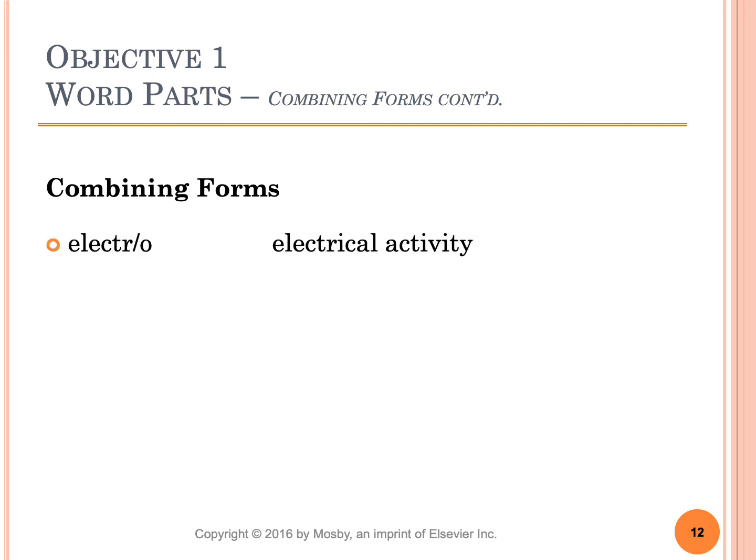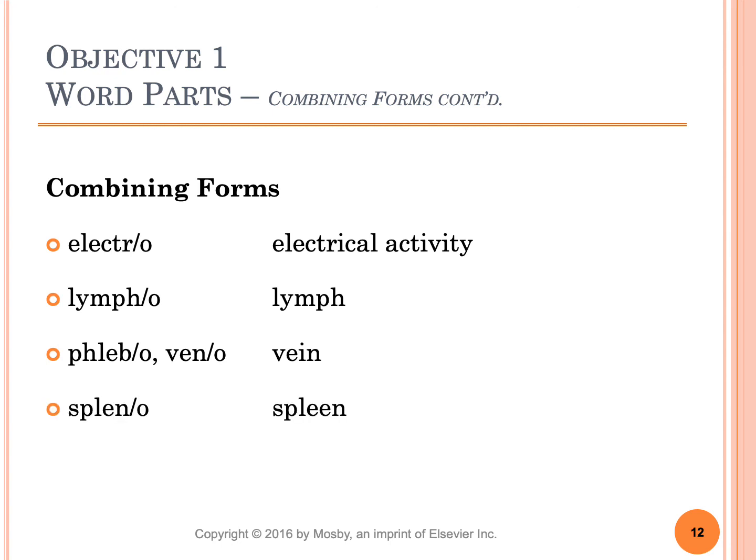Other combining forms include electro, which means electrical activity, like electroencephalogram. Lympho, which means lymph, or that clear fluid that is being carried by the lymphatic vessels. Phlebo or veno are both used to refer to vein specifically. And spleno is the combining form for spleen. And lastly, on this slide, thrombo is the word part that we use to mean a blood clot.